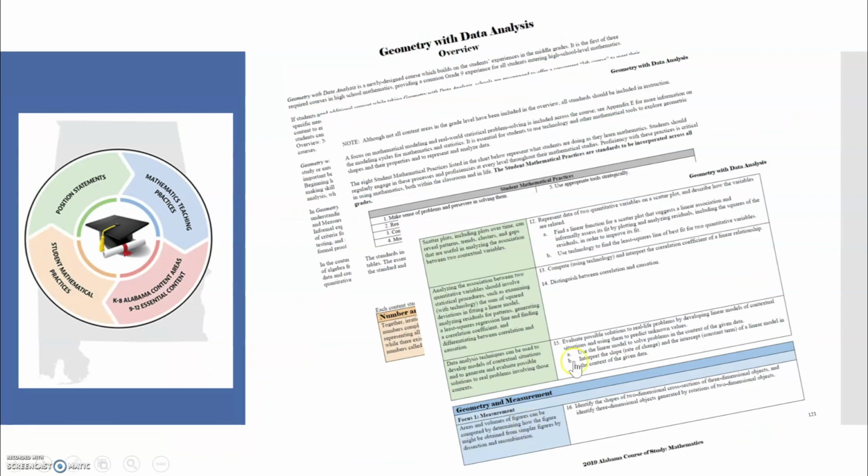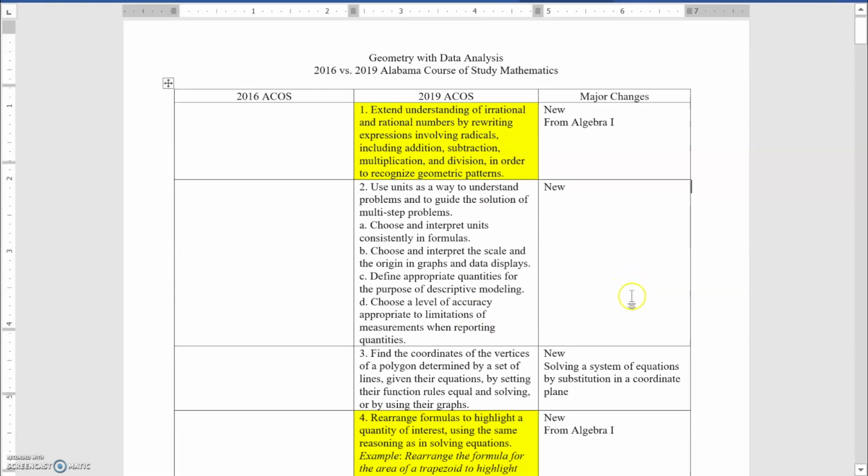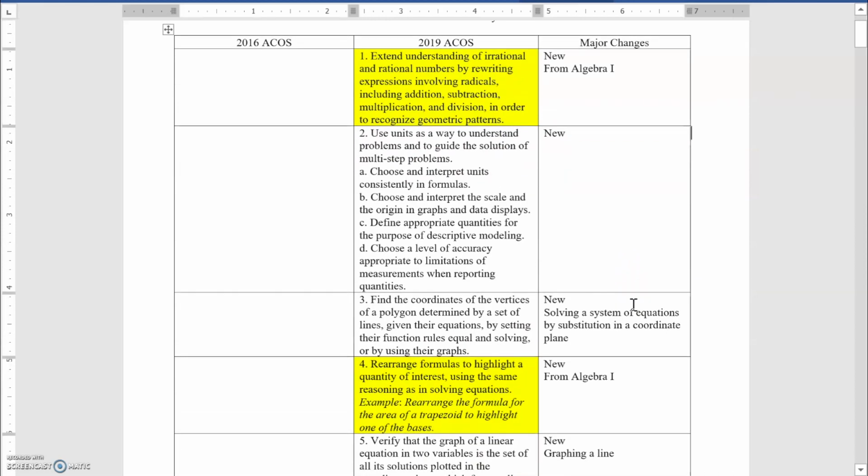Lastly, let's take just a few minutes to look at a comparison document that's been prepared by A+ College Ready. If you notice, the first column is the 2016 course of study. The second column is the 2019 course of study. And the last column is just a discussion of the major changes. I've highlighted a few that I wanted us to focus in on.